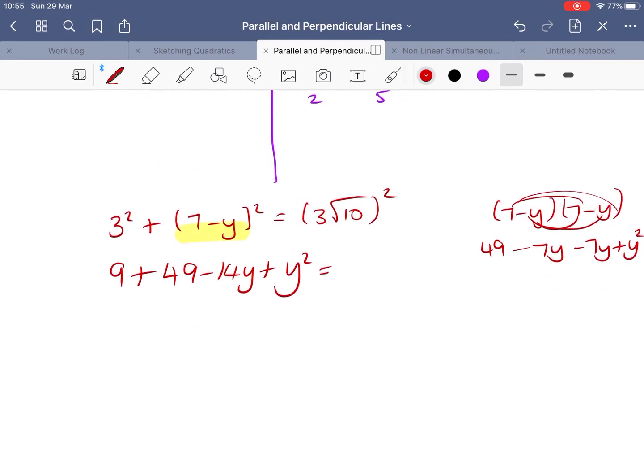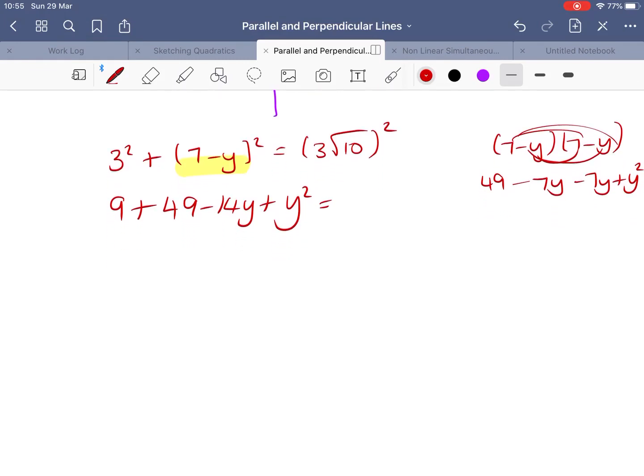3√10 squared. You can put it in your calculator and check, but remember what does that mean? It means 3√10 times itself. Well, 3 times 3 is 9. √10 times √10 is 10. So that becomes 90. Okay. What type of equation is this? It's a quadratic. So the only way to solve quadratics is when they equal 0.